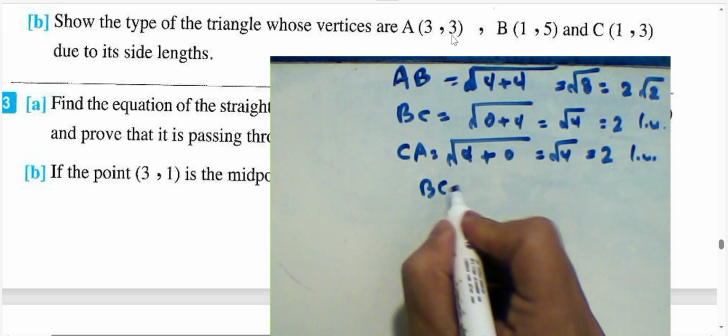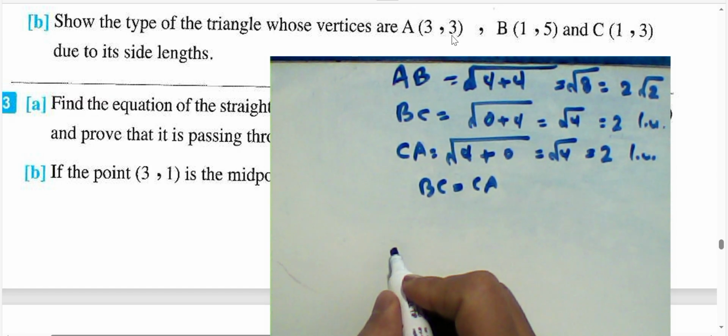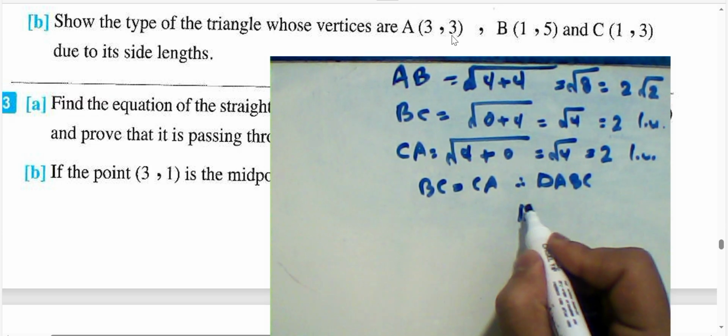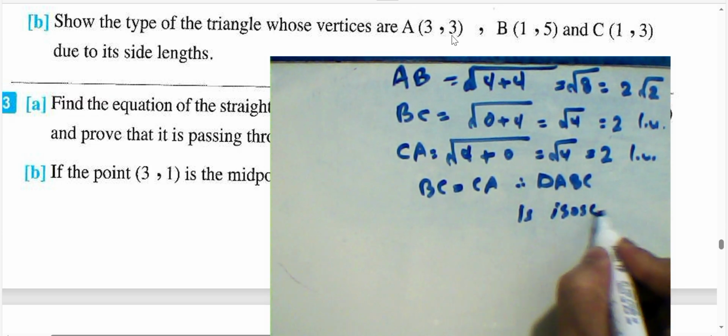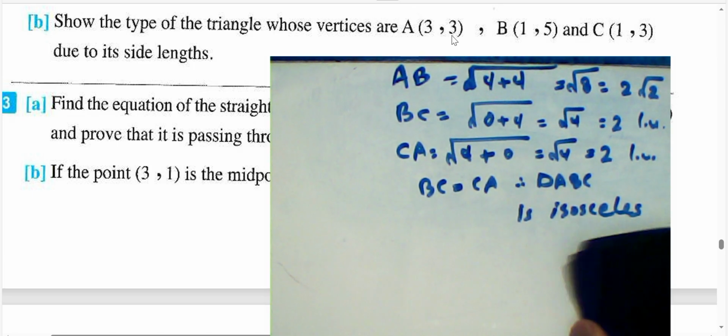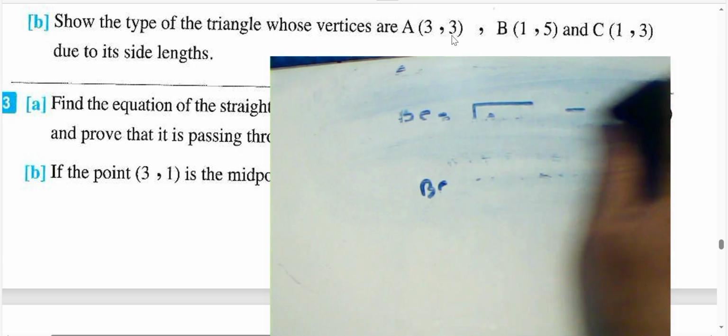Then we have BC equal to CA. Then the triangle ABC, we call it isosceles. We have an isosceles triangle. Okay, understood?